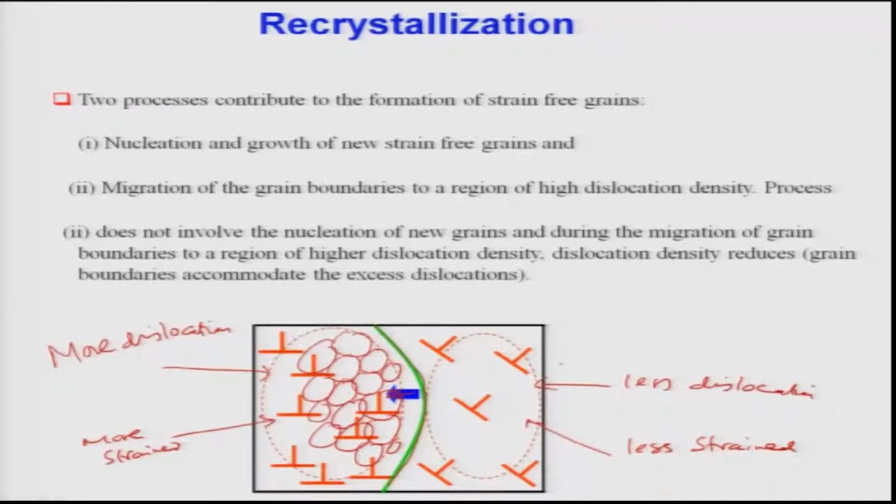So, this second aspect, which is migration, does not involve nucleation of grains, but it leads to nucleation of fresh grains. That is what is shown here. You see that this has a large number of dislocations, this is one part of the grain, and this has fewer dislocations, and because of that the grain boundary is moving from this side to this side. And that creates in this part of the region a strain-free part of the grain, and that is what becomes a nucleus.